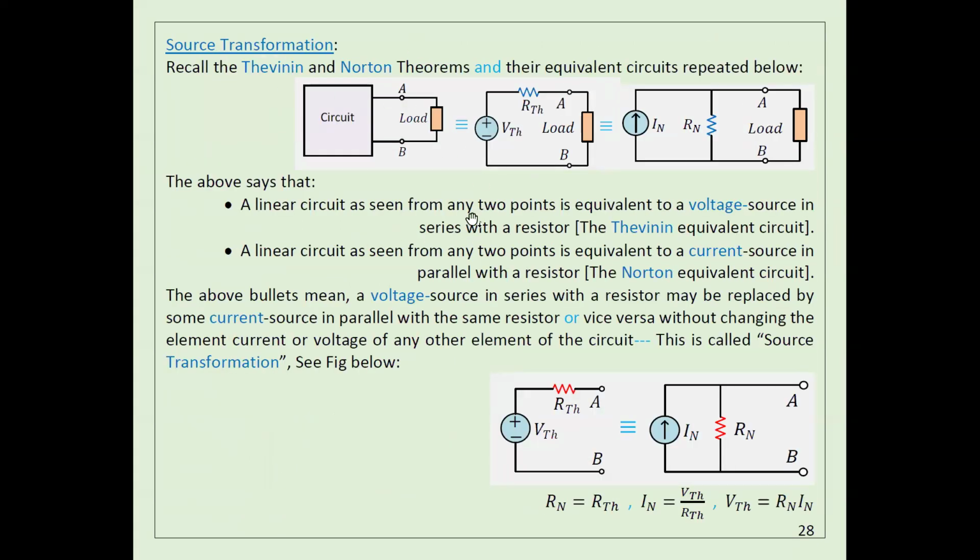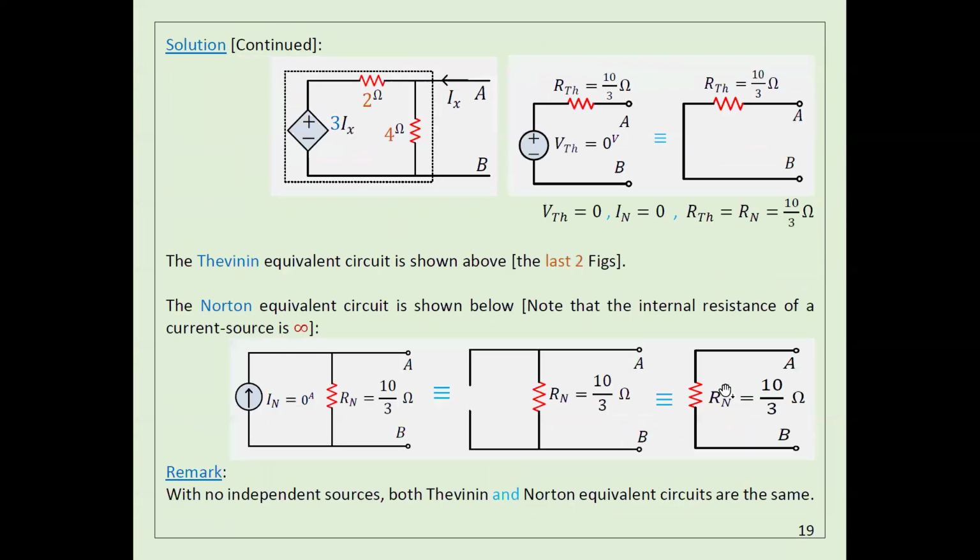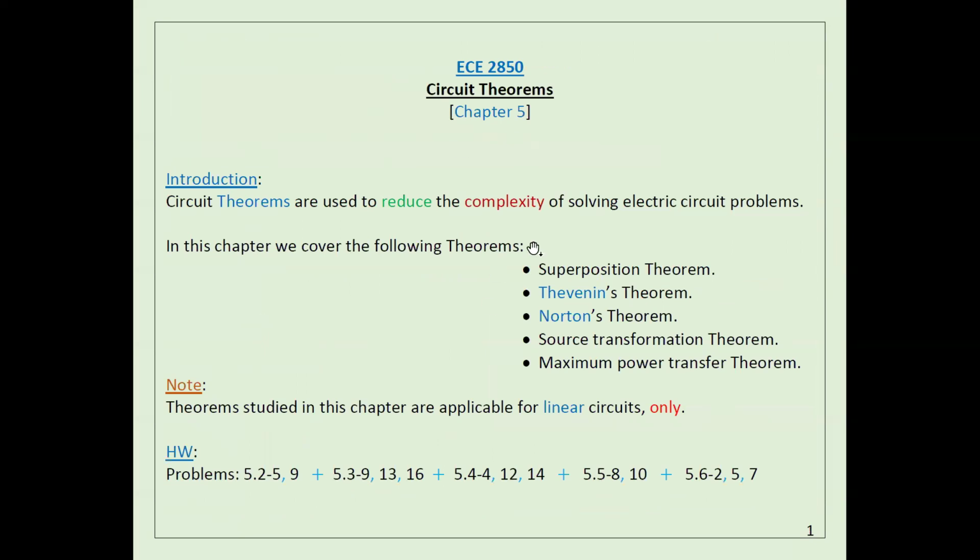Now I'm going to move to another topic here, which is called source transformation. So let me go back to the beginning. I told you in this chapter, I'm going to teach number 1, the superposition theorem. That's what I did last time, superposition. You remember it? If you have multiple sources, I can just put one source, cancel the other sources. Then I calculate the current or the voltage because of this source. Then I have to repeat it for the other sources, and then I have to add everything together. That's the superposition theorem. Then here, Thevenin and Norton, I already explained them.